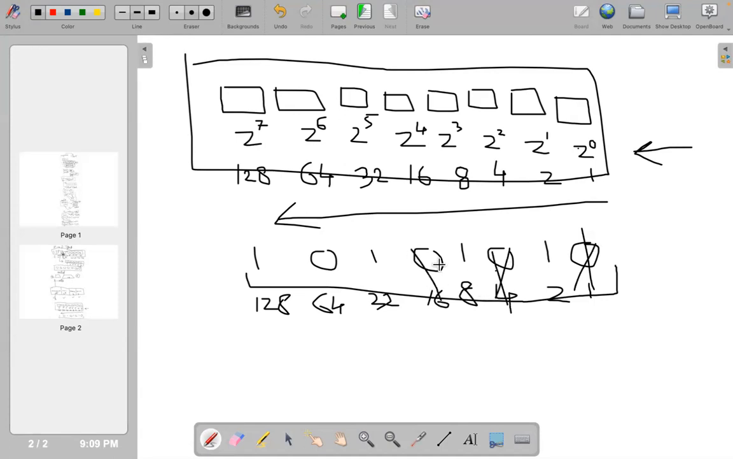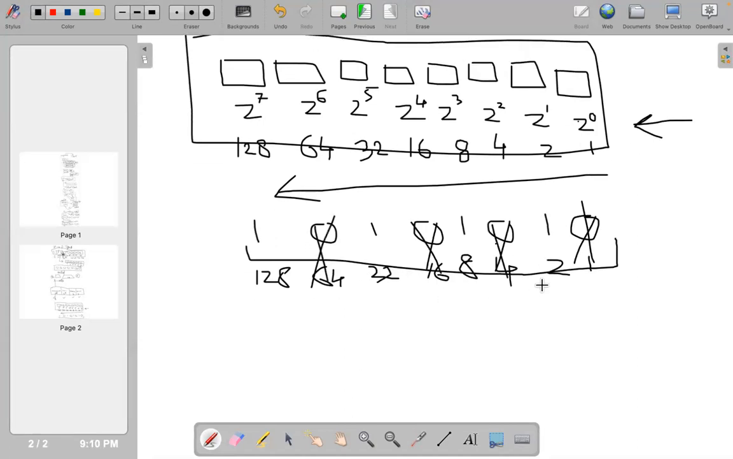Wherever zero is there, cancel it, because if you multiply zero by any number it becomes zero: 0 into 1 is 0, 0 into 4 is 0, 0 into 8 is 0, everything is zero. So wherever the one is there, you add those numbers. You need to add 2, 8, then 32, and then 128.